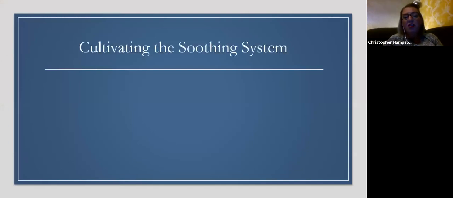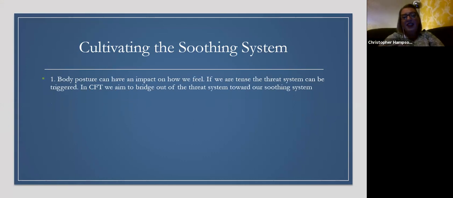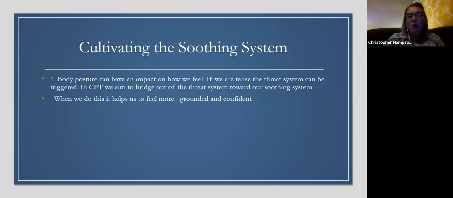So we then would go on to cultivating the soothing system. First, an example of this is body posture, and it can have an impact on how we feel. If we are tense, the threat system can be triggered. In CFT, we aim to bridge out of the threat system towards our soothing. So I'd work with clients about how they're sitting, how they spend their day, how they're sitting in the session, and explore that. When we do this, it helps us to feel more grounded and confident.